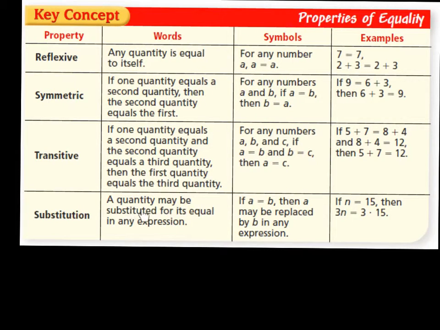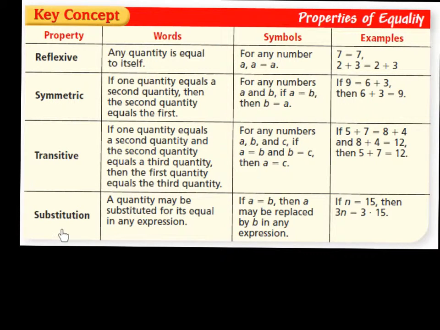Substitution says any quantity may be substituted for its equal in an expression, and we see that in sports a lot. We have substitutions in most of our sports, or in cooking. If you don't have what you want to have, there are substitutions that can be made. I'm not sure that in baking or in sports substitutions are completely equivalent, but in algebra they are. If A equals B, then A may be replaced by B in any expression. So if n equals 15, then 3n equals 3 times 15. They just put it in.